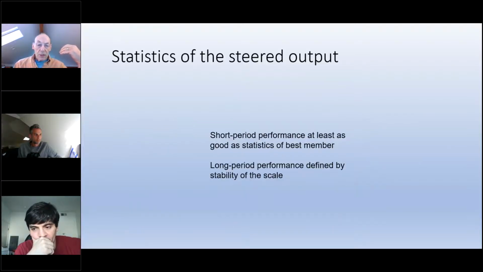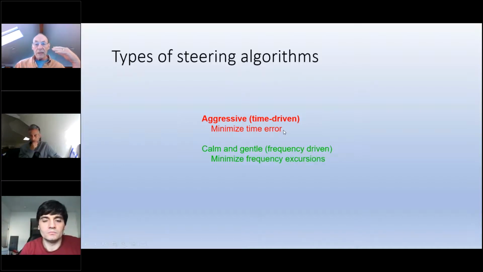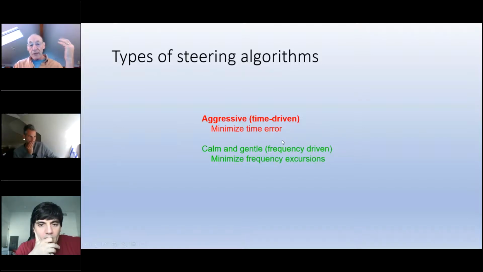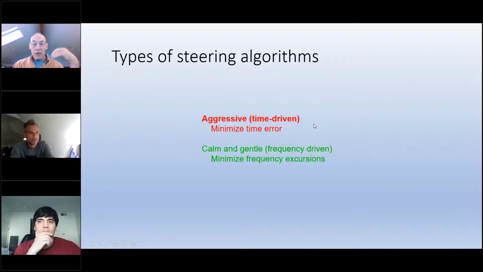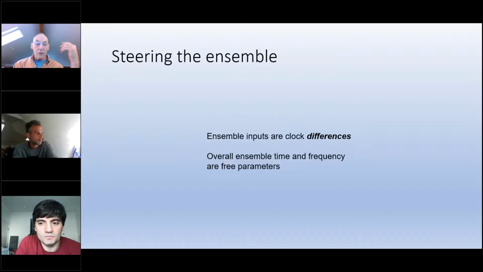You can steer the time offset to minimize the phase error of the clock, but if you do that, every cycle you're going to do a maximum change in the time, and you end up with a lot of frequency noise in the steered output. The other thing you can do is very gentle steering, which means the time error is going to be large, but the frequency stability and the frequency error will be small. So those two are conflicting requirements. There's no way around that.